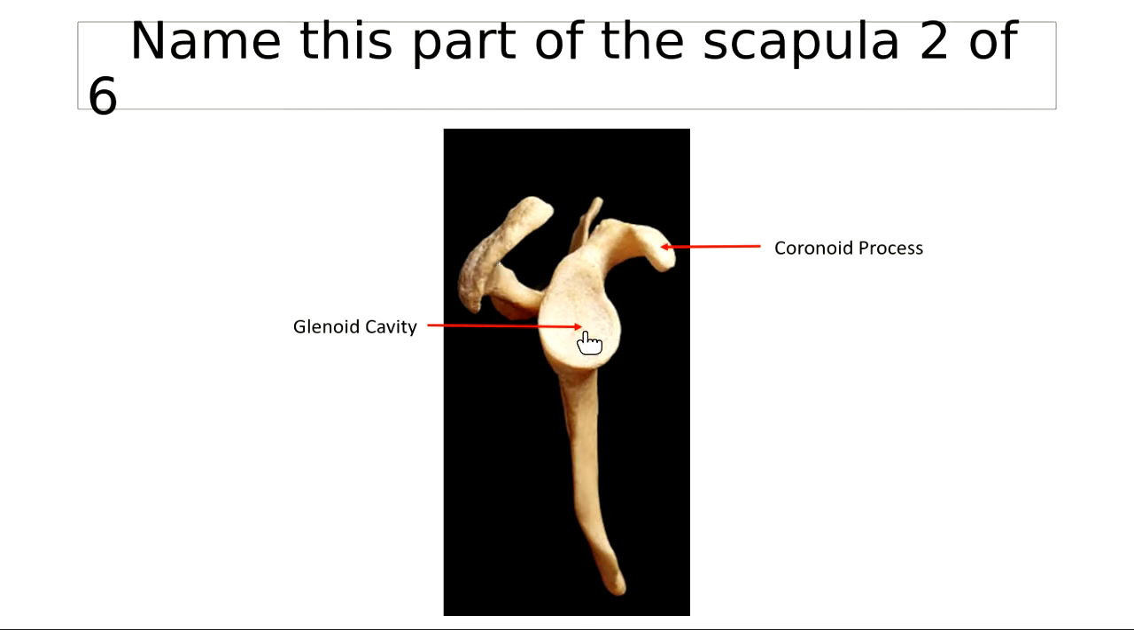Here is the glenoid cavity. This is the socket for your humerus, your upper arm, to sit in, for the head to go in here. So it's a real shallow socket called the glenoid cavity. And above the glenoid cavity is a little pointed structure here called the coronoid process. Actually, that's not right. That's the coracoid process. I gotta fix that. Coracoid process.